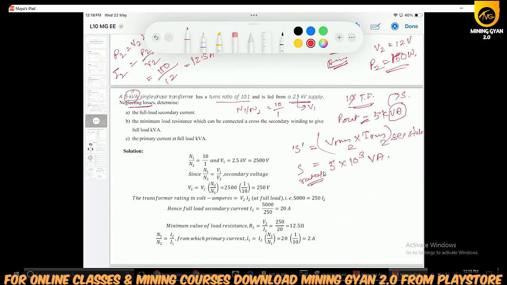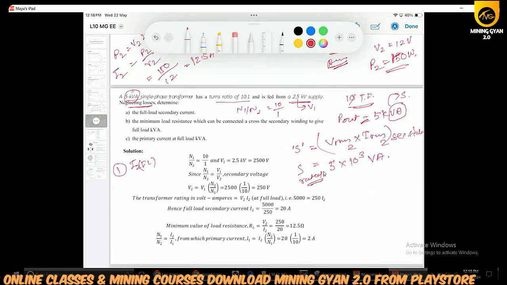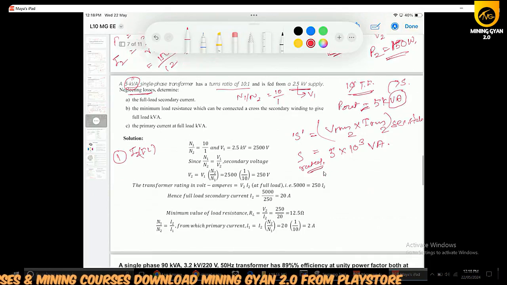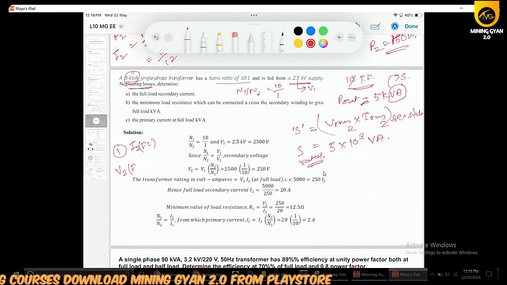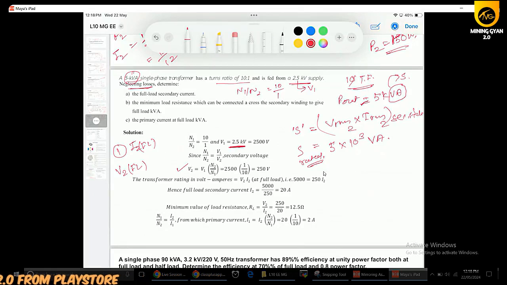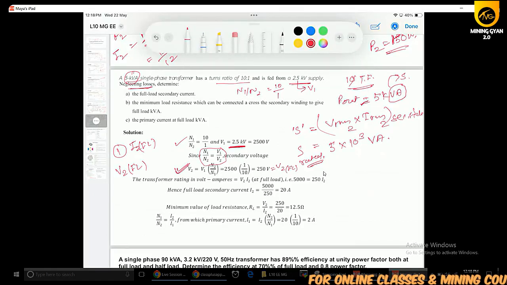Okay, then determine, first thing they are asking, the full load secondary current. I2 full load means the rated current that is flowing through the load from its secondary side. So how to calculate the I2? I2 full load means we have to consider the V2 full load. Okay, so first of all let us calculate the V2 full load. As the rated supply is 2.5 kV and they have given this ratio, so using the same relation you can calculate V2, and that will be the V2 full load rated voltage across the load terminals.